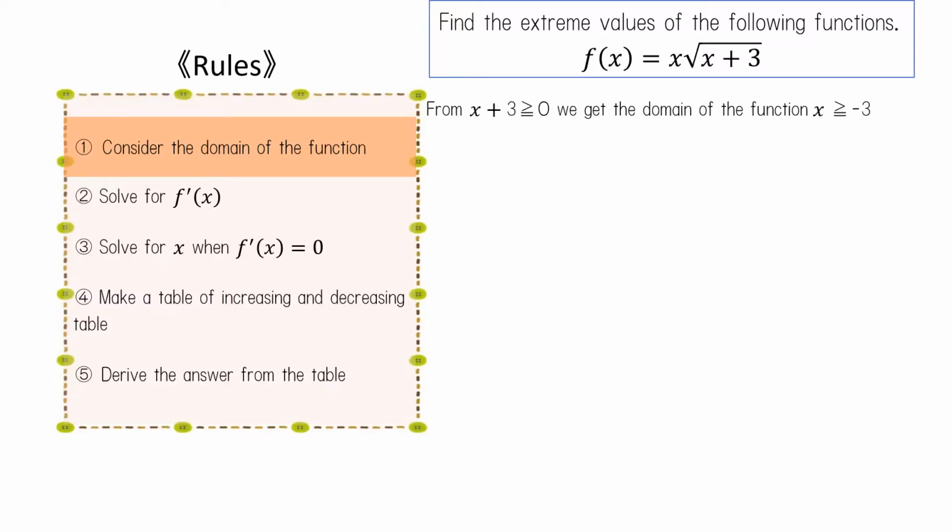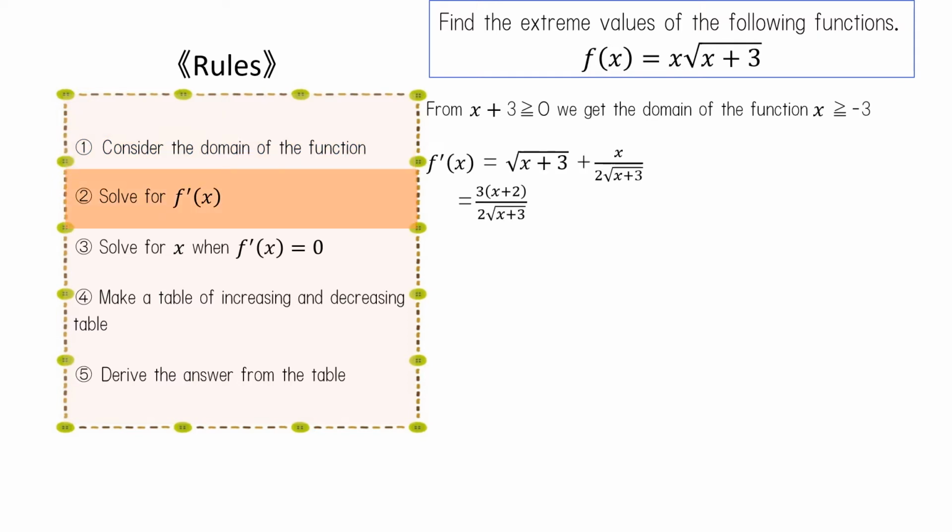Let us find the extreme value of f of x equals x square root of x plus 3. First, consider the domain of the function. From x plus 3 being greater than or equal to 0, we get the domain of the function: x is greater than or equal to negative 3.